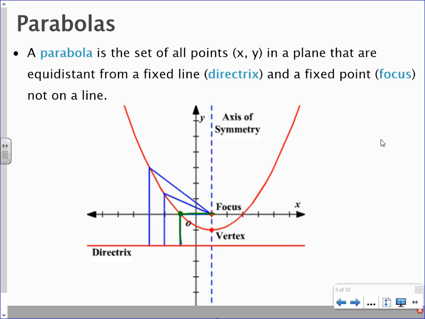And what's true is that all points, so this point is the same distance from the focus as it is to the vertex. This point on the parabola is the same distance to the focus as it is to the directrix. This point, same distance to the focus as it is to the directrix. That's actually how a parabola gets its shape. You just never knew about the focus and directrix.